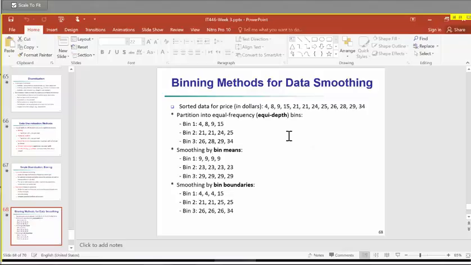And then you have another bin which is bin 2. In this you can put 21, 21, 24, and 25. And then you can have bin 3. In this you can put 26, 28, 29, and 34. So you have equal frequency or equi-depth bins. And smoothing by bin means that you can have some smoothing by applying the average, and you can see that now there is a change. Now smoothing by boundaries is given by this. Okay, we'll cover this in detail when we discuss the bins.